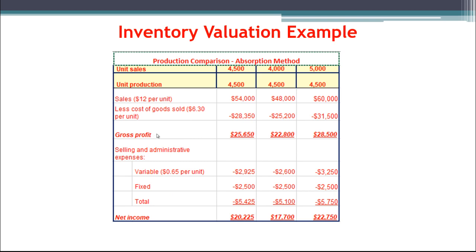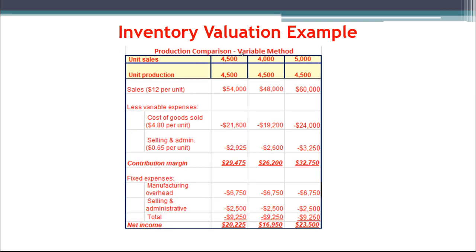In contrast, the variable method, let's take the same situation with the sales. Year one, we sold just exactly what we produced. Year two, we sold less than what we produced. We had some left over. And then year three, we sold all of those extra units plus the new units, so we sold more than we produced. So sales is going to be the same under both methods. But now notice the format is different.